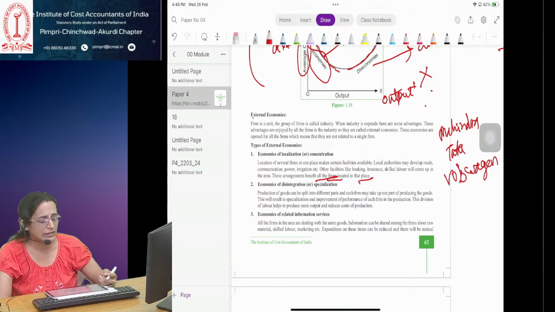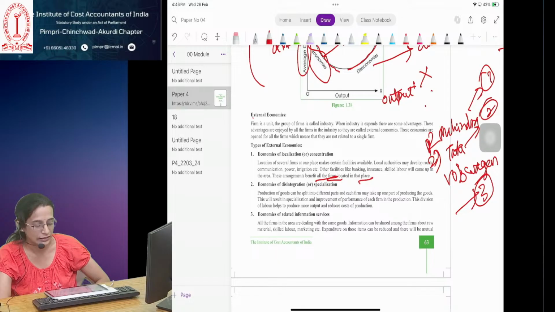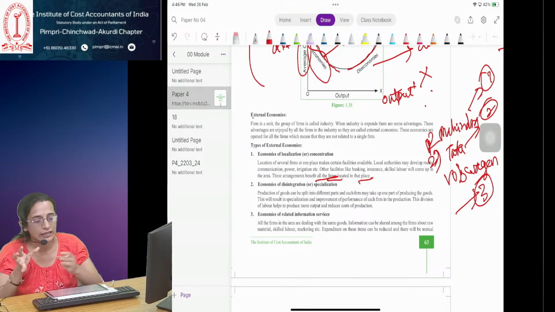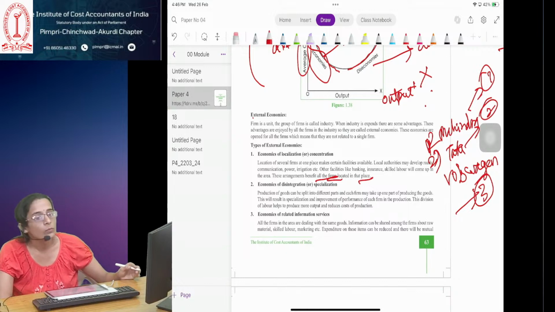So instead of doing these 3-4 activities individually, they are saying economies of disintegration mean one activity will be done by Mahindra, another activity will be done by Tata, another will be done by Volkswagen. They are saying disintegrating that activities into different. This can do one thing, that it can reduce the cost. Only one thing, but it has certain problems also that we will see in diseconomies, right? What will happen? It can reduce the cost.